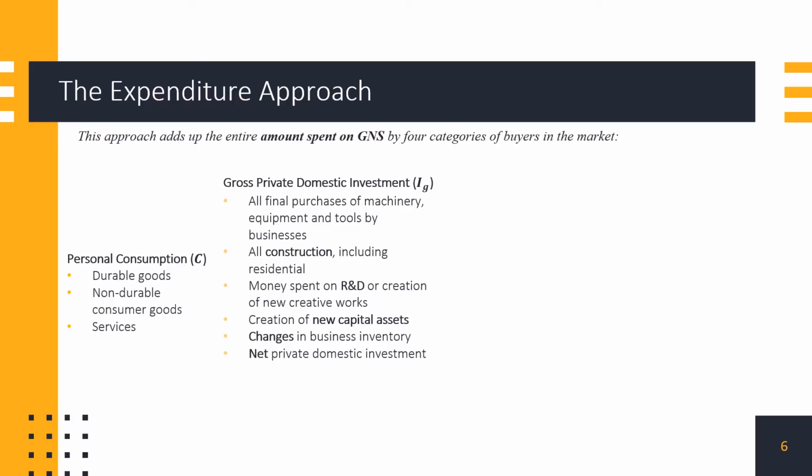Now, what is included under gross investment? Well, what's included is all final purchases of machineries, equipment, and tools used by businesses in order to produce their goods and services. They also include all construction, including residential. It also includes all money spent on research and development or creation of new creative works, and they also include the creation of new capital assets.